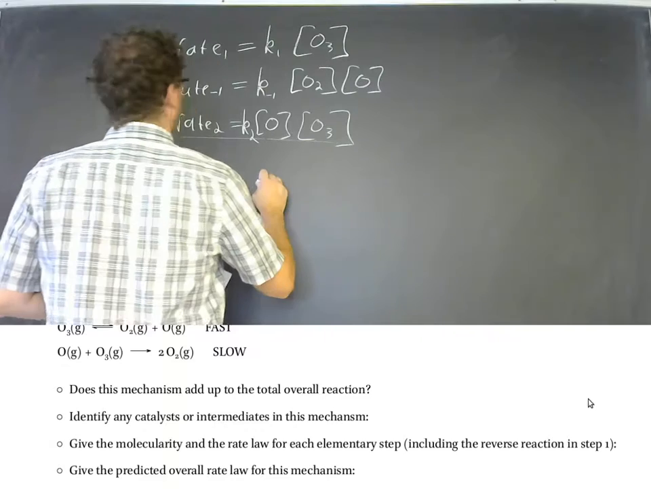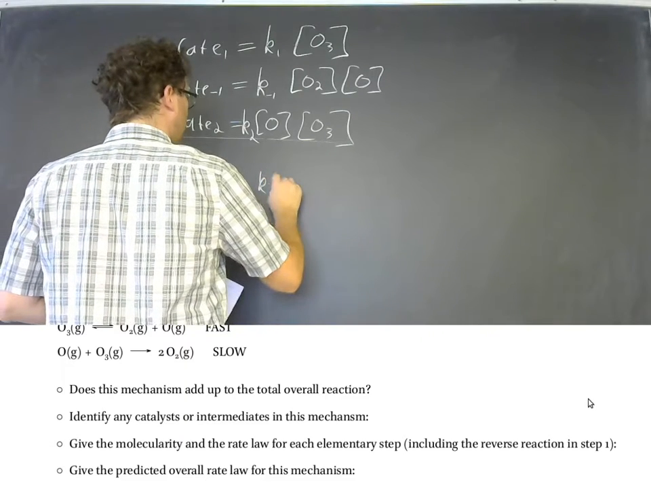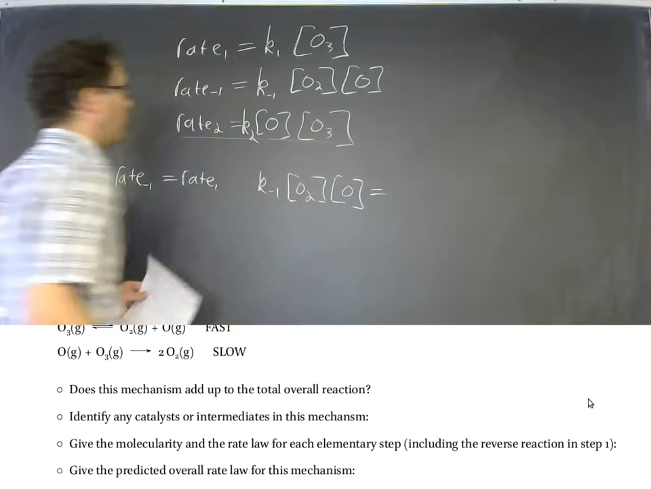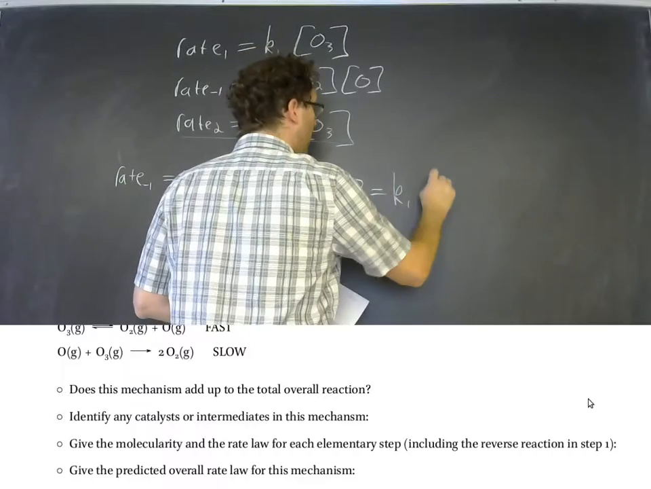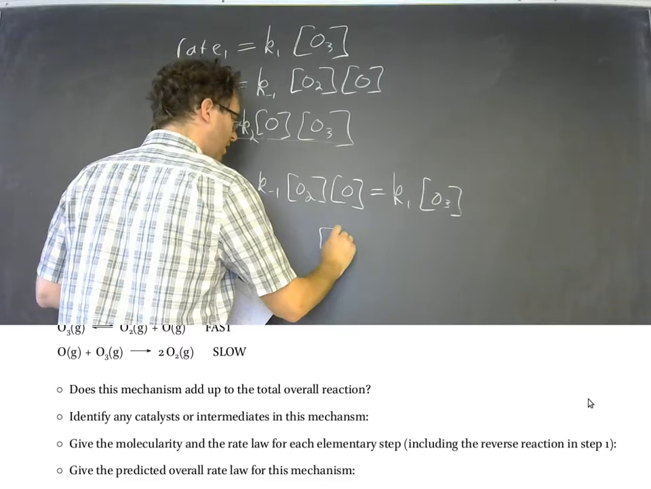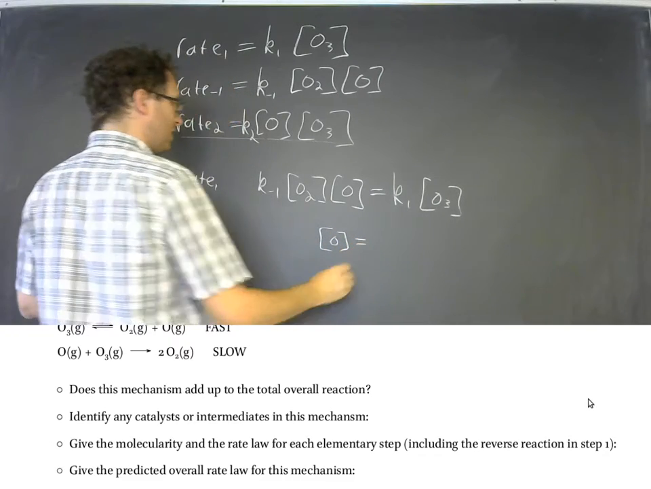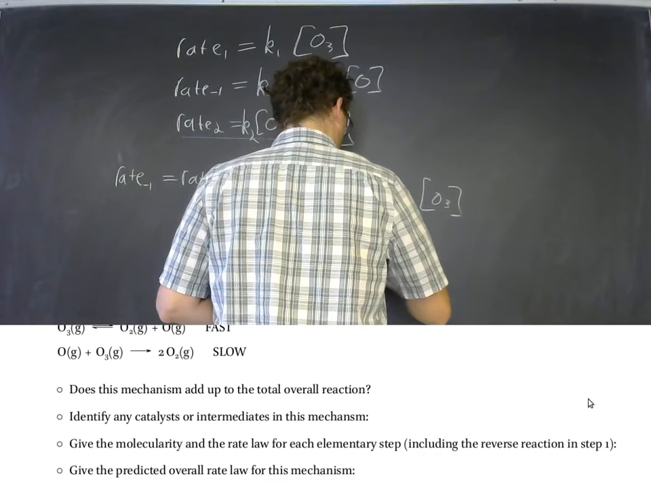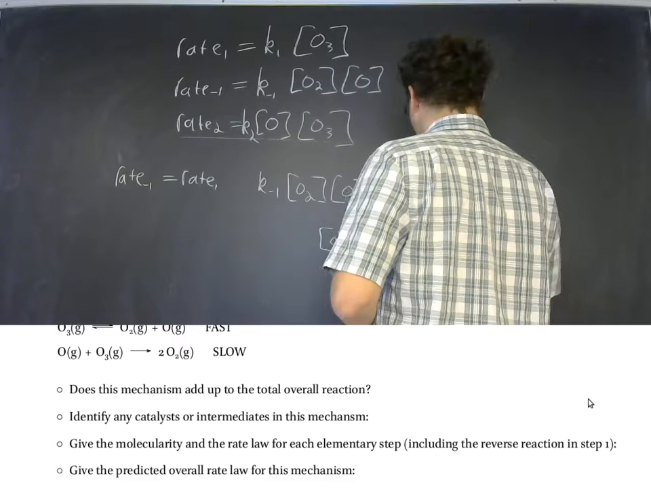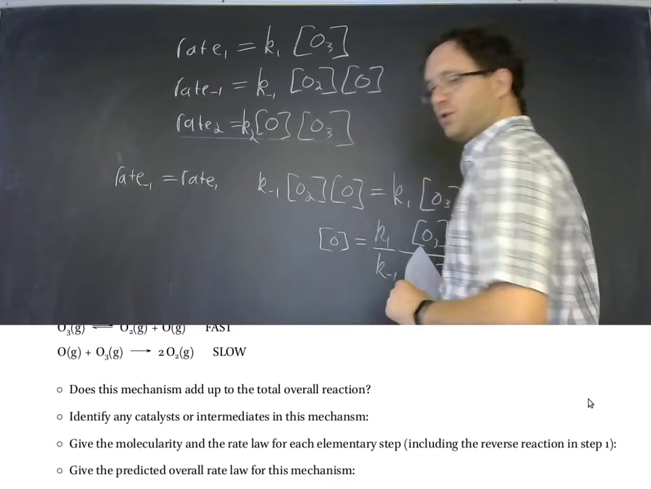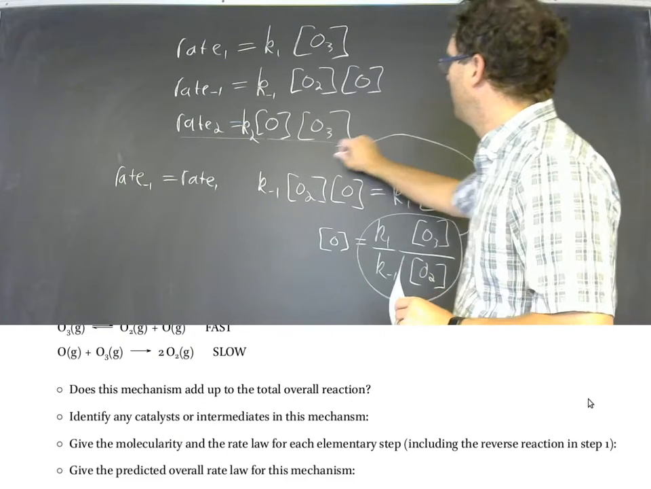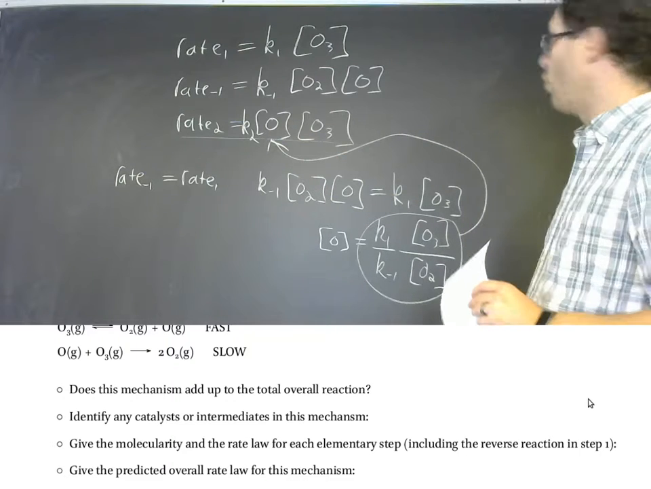And what's rate -1? That would be k-1[O2][O]. And what is rate 1? That would be k1[O3]. And so we can solve for the concentration of that oxygen. It's going to equal k1 over k-1 times [O3] over [O2]. And we can go ahead and plug that in to our [O] in the overall rate law.